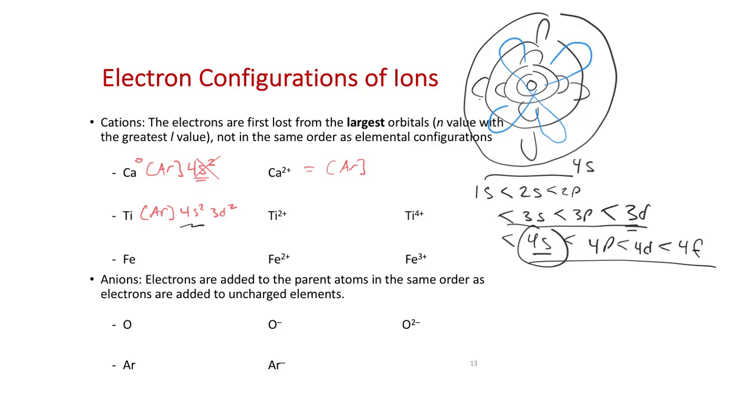So if we remove electrons by rule from the largest orbital first, then the configuration of titanium 2+ should lose the 4s electrons and be an argon 3d2. If you notice, you might have expected it to be a 4s2. You might have thought, well, why wouldn't it lose the 3d? I last put the electrons into the 3d. Why don't I remove those first?